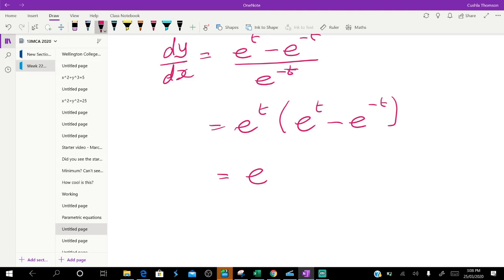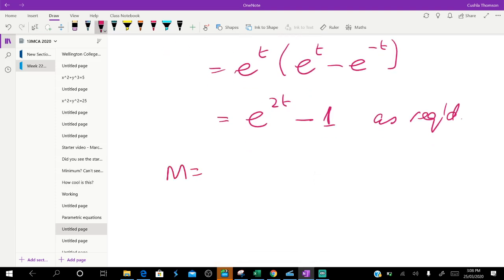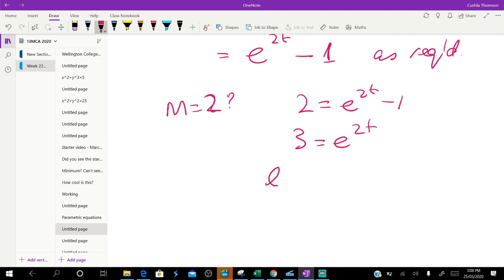So that gives me e to the 2t minus 1 as required. Now we're asked to show when the gradient is equal to 2. So we're solving 2 equals e to the 2t minus 1. So we get 3 is equal to e to the 2t. We take logs of both sides. The log of 3 is equal to 2t, and so t equals a half log 3.